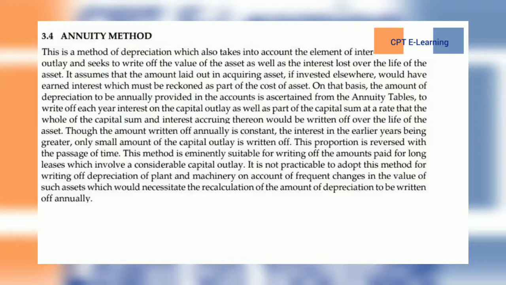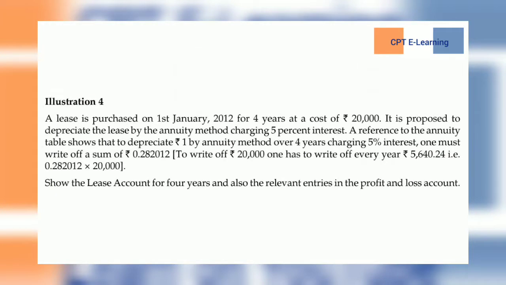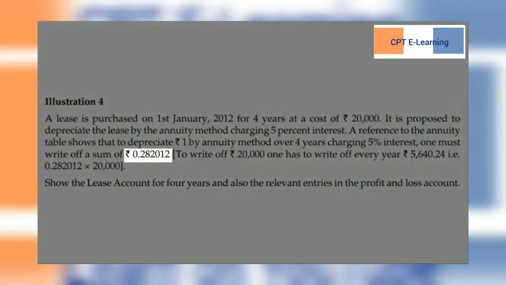Okay, but there is one twist to this kind of sum, for which I want you to see illustration number 4. Illustration number 4: a lease is purchased on 1st January 2008 for 4 years at a cost of 20,000. It is proposed to depreciate the lease by the annuity method, charging 5%. Now I want you to focus. This 5% as per the annuity method is nothing but the figure which is given to you, 0.282012. This is nothing but every year's depreciation.